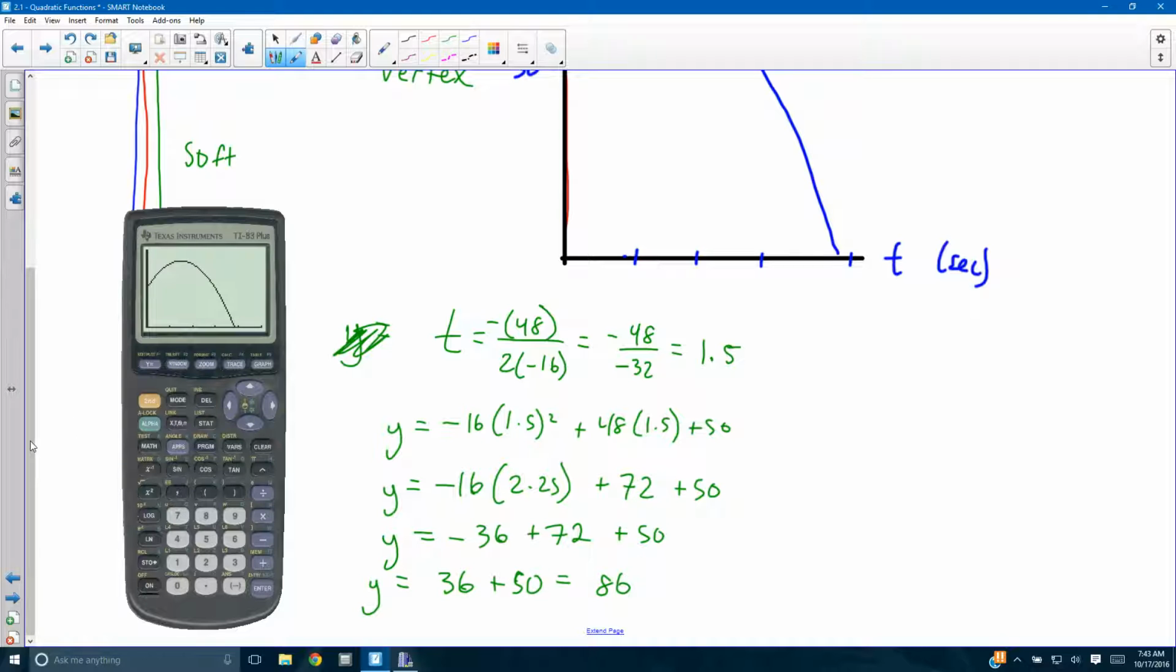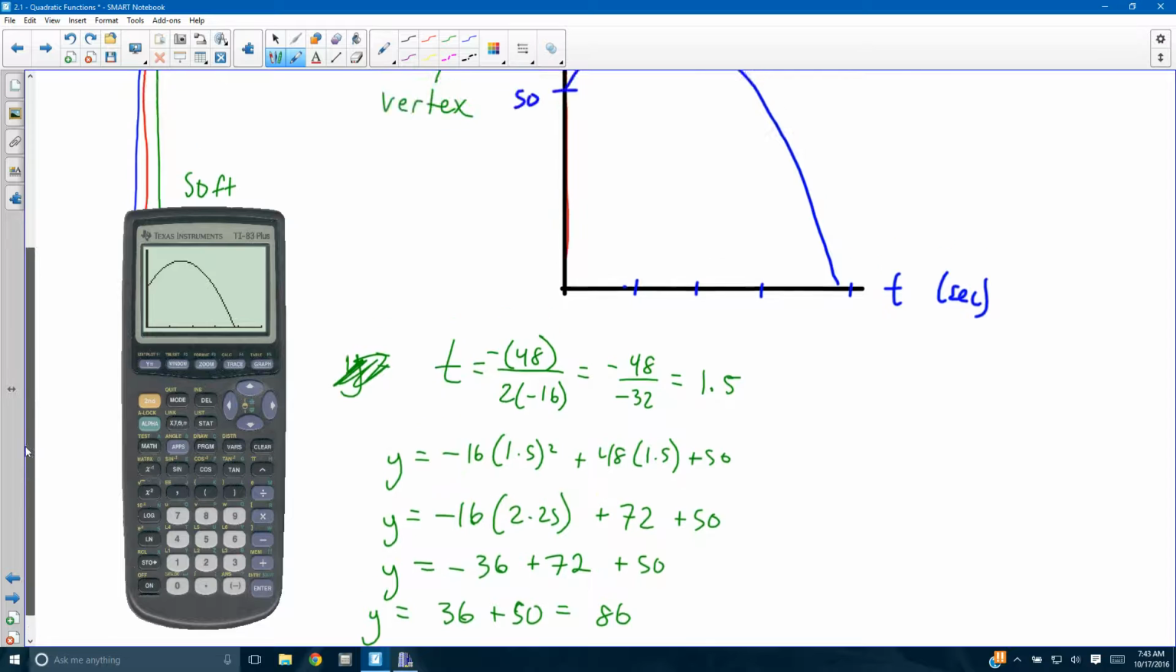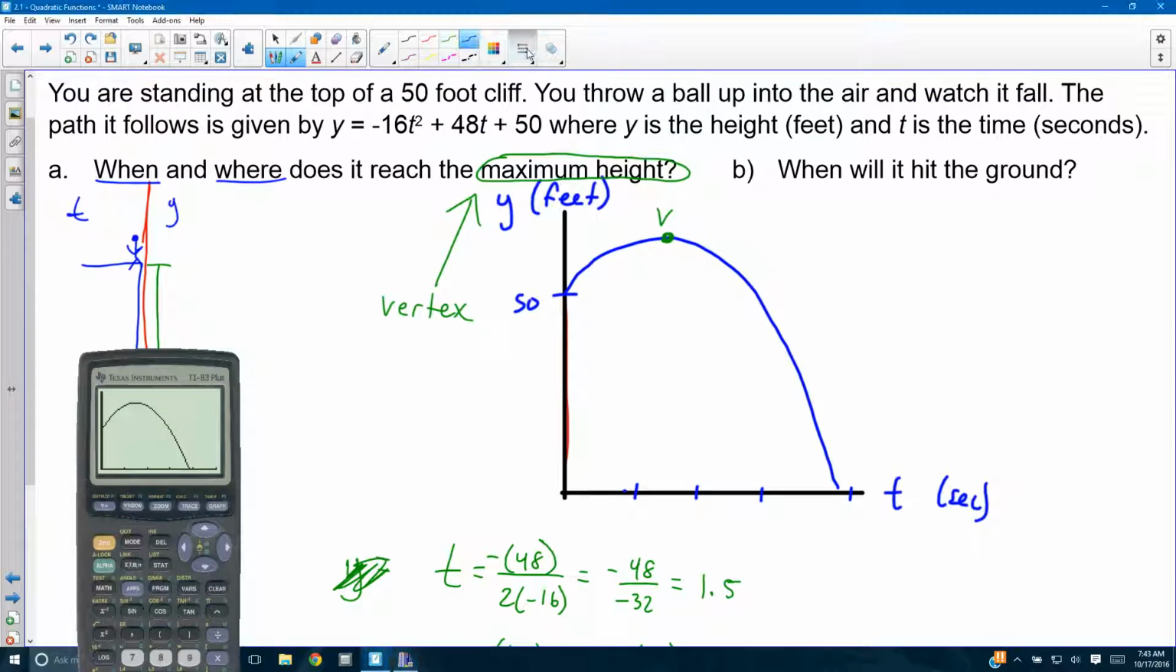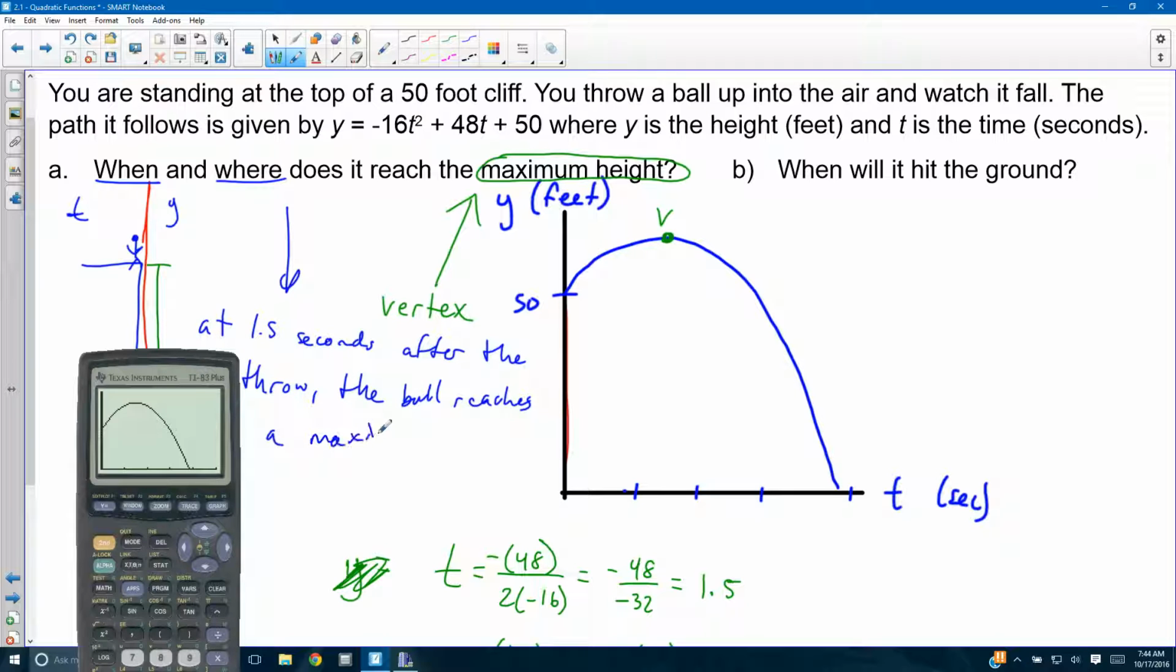So to answer both of the questions, because we solved for y, but make sure you answer the question. Indicate units of measurement. When and where? When? At 1.5 seconds after the throw, the ball reaches a maximum height of 86 feet. Okay? So that's what that means there. Of 86 feet. There we go.